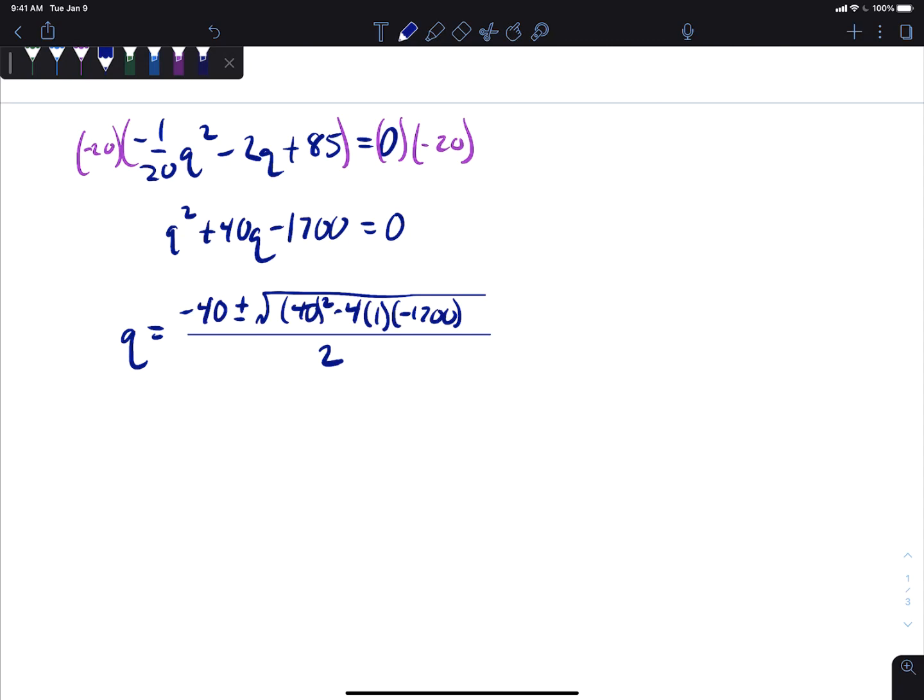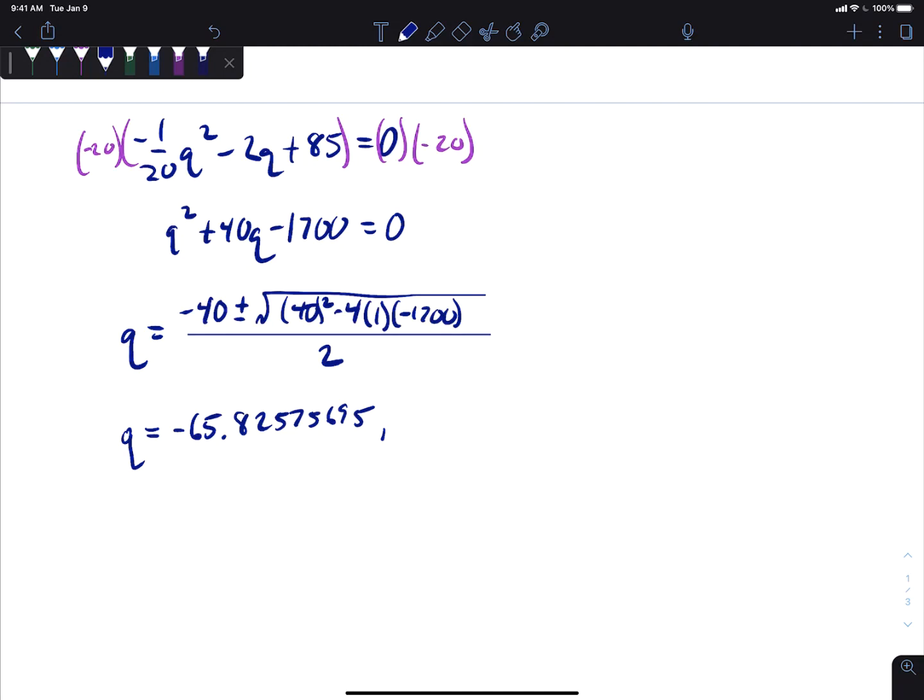So we need to go ahead and type this in as negative 40. And then I'm going to start with the minus first. Minus square root of 40 squared minus 4 times 1 times negative 1,700, all over 2. And with the negative, that tells me that Q would be negative 65.82575695.